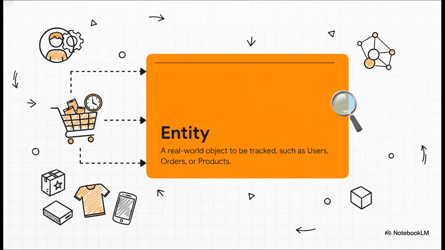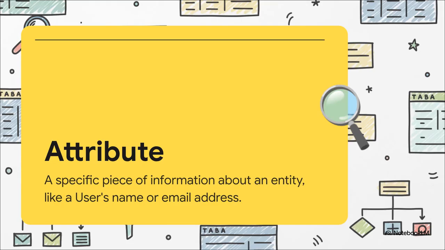So, every blueprint has its basic building blocks, right? For us, the most important ones are called entities. An entity is just a fancy word for any real-world thing we care about and want to keep track of. So if we're building an e-commerce site, our big entities are going to be things like users, orders, and products. Makes sense, right? And of course, each of those entities has details about it. We call those attributes. They're just the specific pieces of info that describe the entity. So for our user entity, the attributes would be things like their name, their email address. You get the picture. These are the details that actually make our model useful.